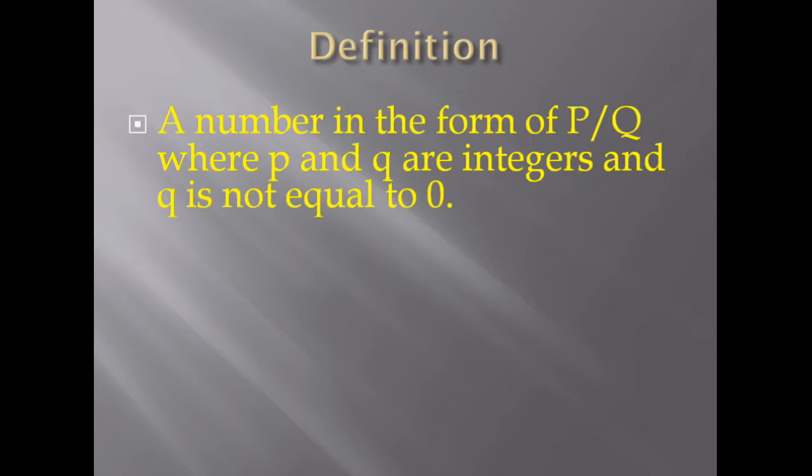In simple words we can say a rational number is a number in the form of p by q, where p and q are integers and q is not equal to 0. I will explain this definition very well. Let's go to examples first.